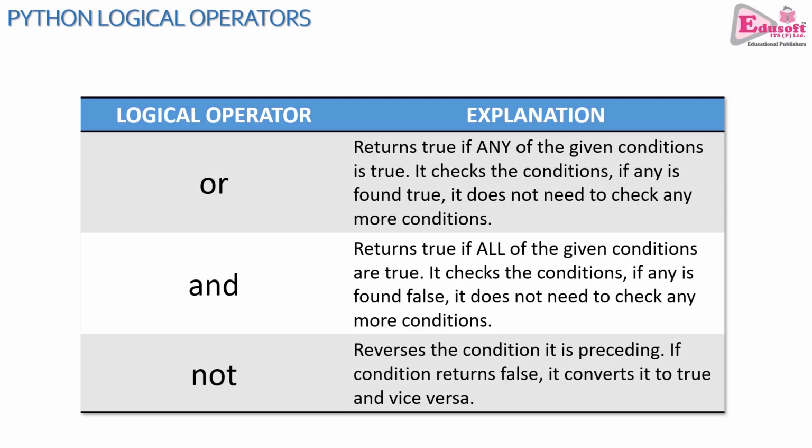So let us have a look at the logical operators OR and NOT. OR will always return true if any of the given multiple conditions is true. It will check the conditions. The moment it finds any condition true, it will not check any further conditions.